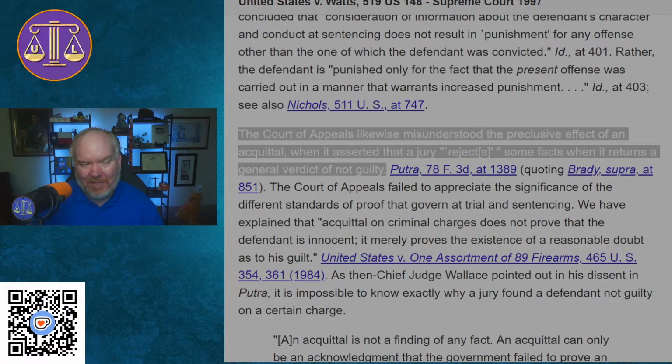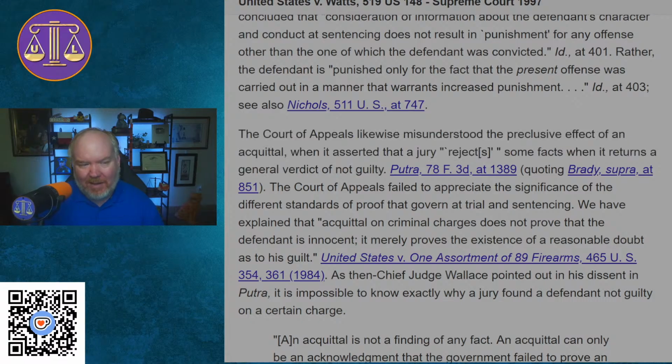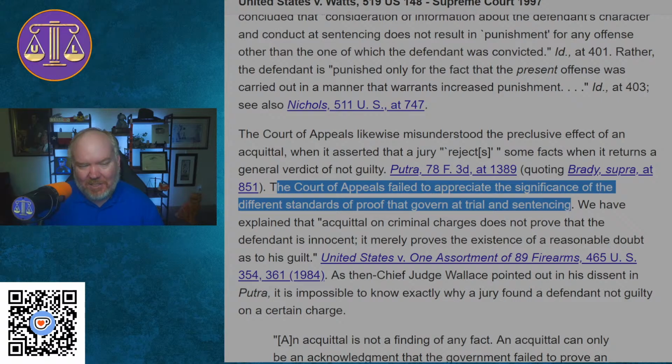The Court of Appeals said, if the jury acquitted, that means they rejected a fact, because the jury's the finder of facts, right? So it means they didn't find that fact. No, that's a silly way of looking at things. That's dumb. The Court of Appeals failed to appreciate the significance of different standards of proof that govern a trial and sentencing, stupid Court of Appeals.